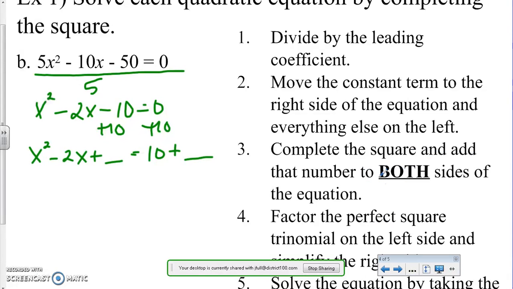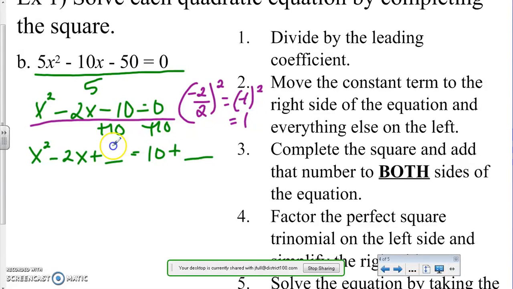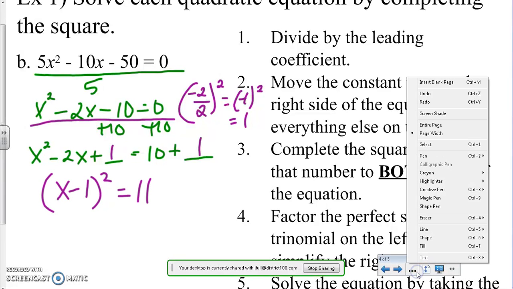So we're going to take from this equation here, that b, so negative 2, and divide it by 2, which gives us negative 1, and then square it, so when we square we get 1. Okay, so our factored form is going to be x minus 1, because if we divide it by 2 we got negative 1. And then 10 plus 1 is 11. And then take the square root of both sides.